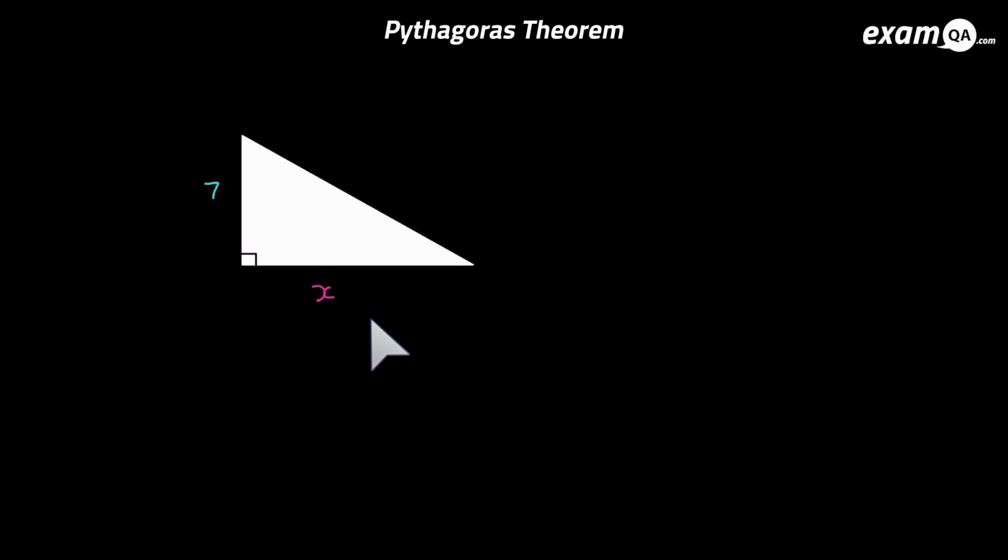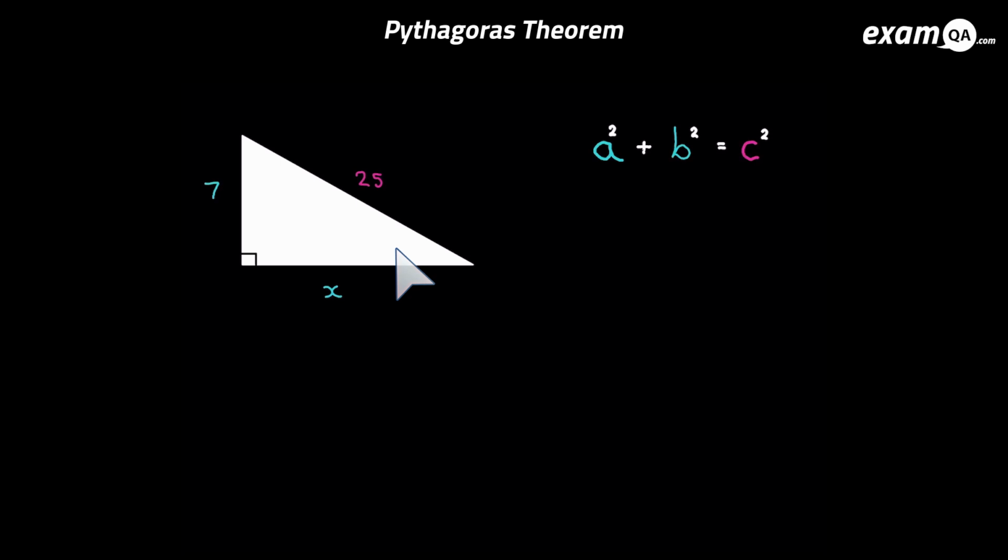How about this one? It is a triangle. It has got a right angle. So it looks like we can use the Pythagoras theorem, but no, we can't because we haven't got two known sides. There's only one known side. You haven't got enough information to use the Pythagoras theorem. Okay, that's better. We've got two sides known now, so we can use the Pythagoras theorem.